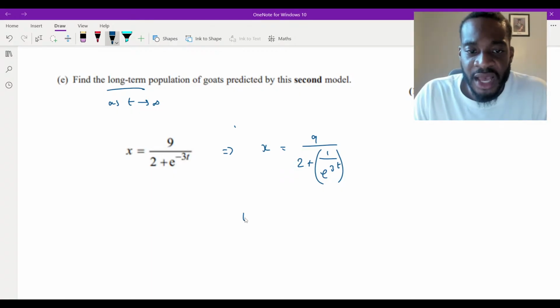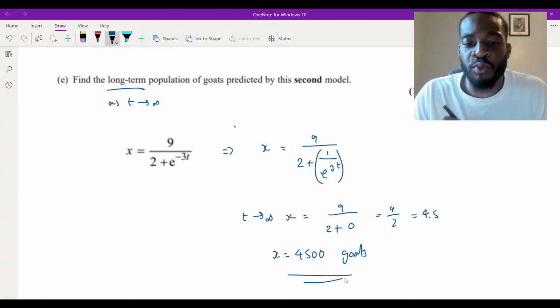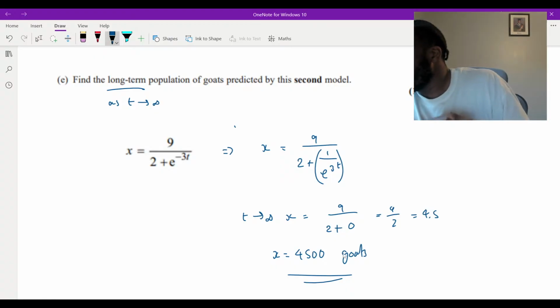So essentially, as t goes to infinity, you're just going to have x is equal to 9 over 2 plus 0, which is just 9 over 2, which is 4.5. Now remember, x is in thousands, so you're going to times that by 1,000. So it's going to be x equals 4,500 goats. And that is the long-term population of the goats. Yeah? Everybody happy with that?